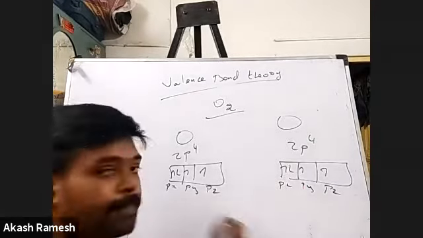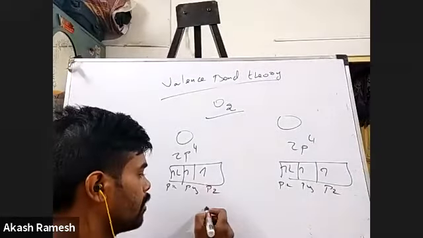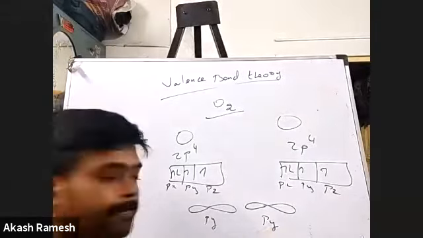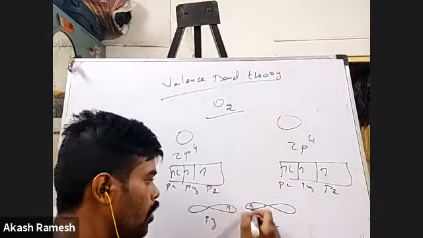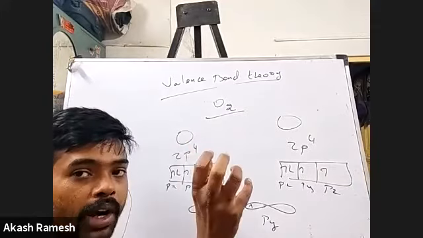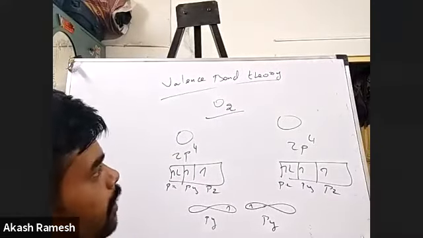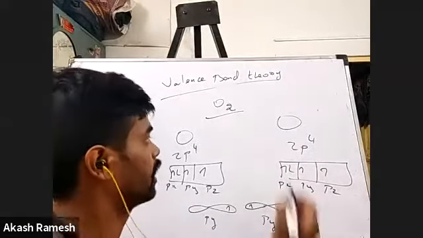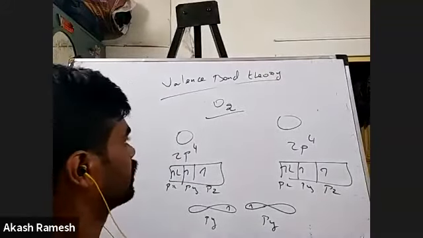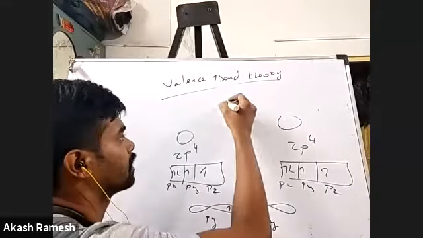Say now py and py come together. How can I represent the overlap? This is a p orbital, this is a p orbital, say this is py and py, each having one electron. Now they are going to come together and overlap, and when the overlap happens, the electrons are shared and one bond is formed. Now how can I show the overlap? I don't have space. No problem. I'll rub this O2 alone apart, and I will be able to show the overlap like this, something like this.